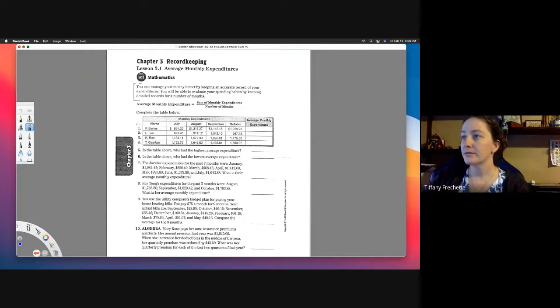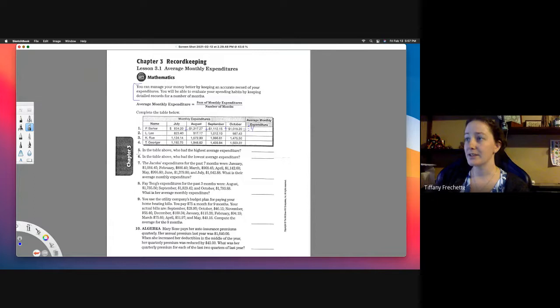So, this first table here just says complete the table below. So it wants you to go through and just add them up. What is your average monthly? So you need to add up each one of these. And then you're going to need to divide by 1, 2, 3, 4. Right? There's 4 months there. So you're going to do the same thing for each one of these. You're going to add them up, divide by 4. Super easy calculation there. So I'm not going to do those ones for you.